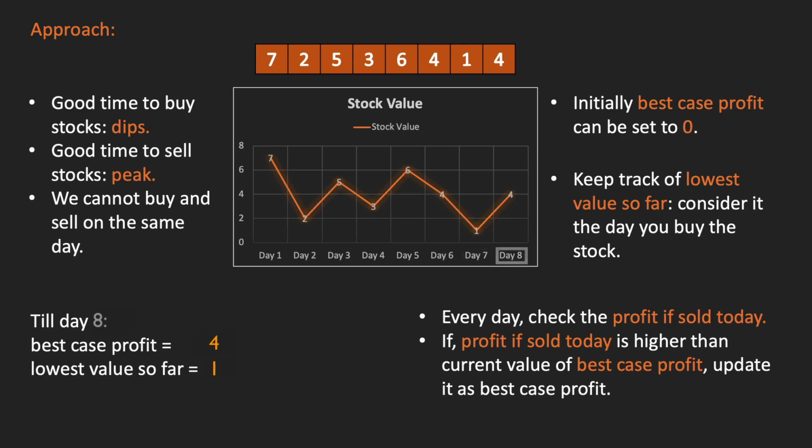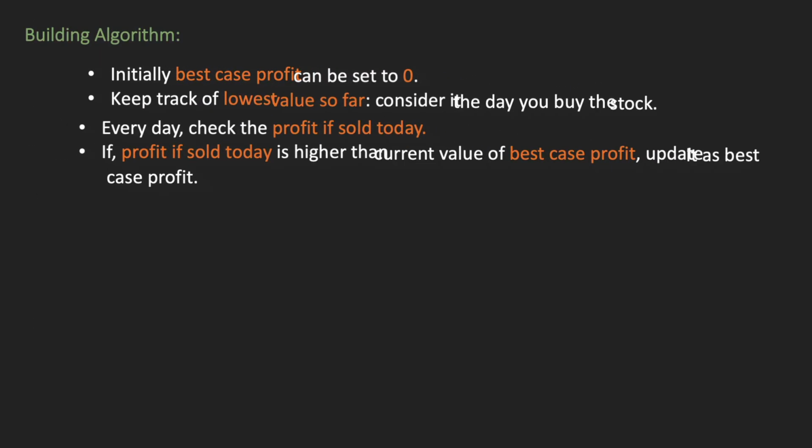But on day 8, if we try to sell it, we will only make a profit of 3, which is lower than the current value of best case profit. So we do not make any updates and we return 4 as the maximum profit. Keeping these points in mind, let's try to form an algorithm for this.